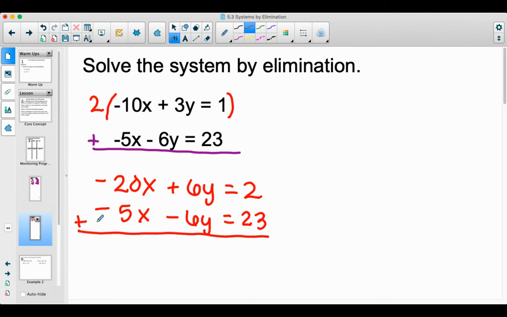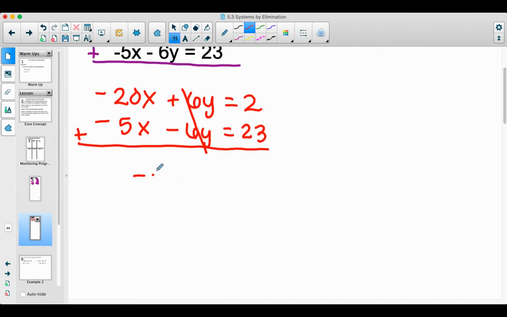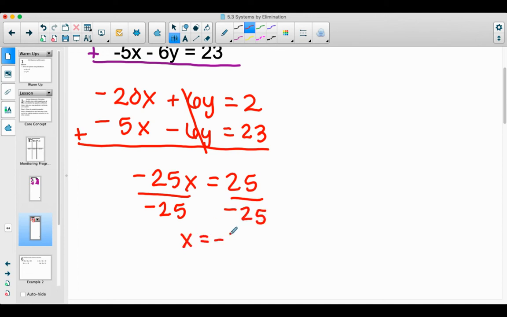So when I add these two together, 6 and negative 6 cancel. So if I add my x's, that gives me negative 25x is equal to, and 2 and 23 give me 25. So then I divide by negative 25 on both sides, and x is negative 1. So there's one of my answers.